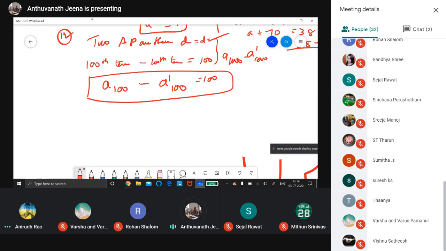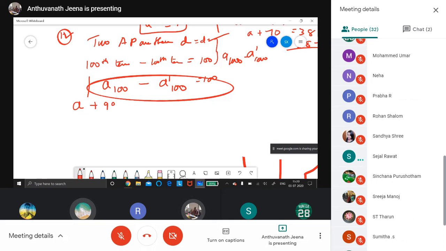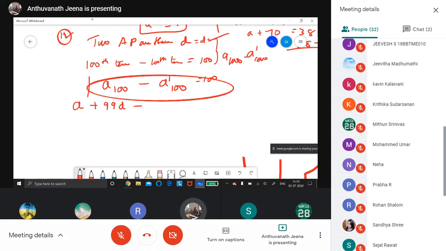The common difference is the same, but the first term A is different, so we will be using A dash. Now, what is the formula for the nth term? An is equal to A plus (n minus 1) into D. So the 100th term is A plus 99D.